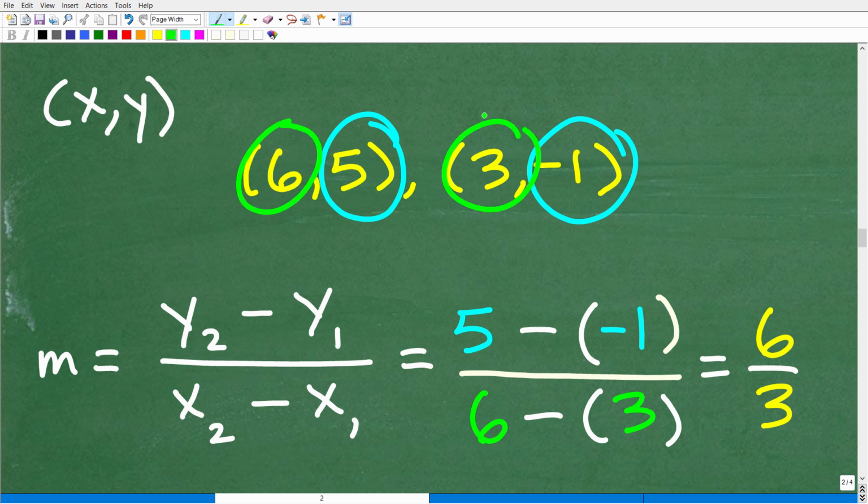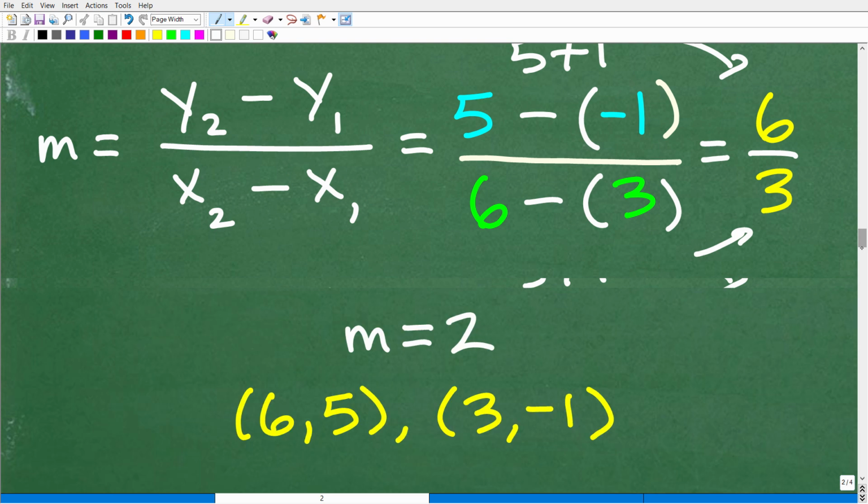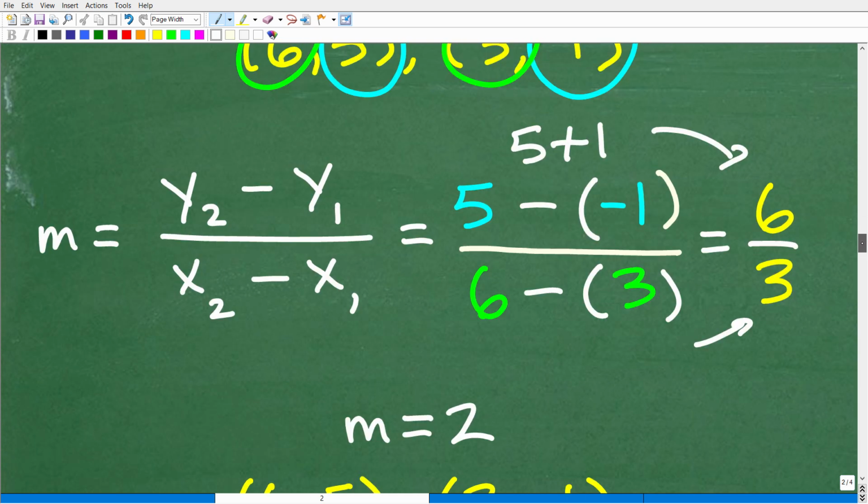And our x's are 6 and 3. So we're going to subtract the y's. In this case, we're going to subtract 5 minus -1. We've got to be very careful here, very careful. 5 minus -1 is going to be the same thing as 5 plus 1, which is positive 6. And then when we subtract the x's, it's going to be 6 minus 3, which will be positive 3, so 6 divided by 3. Of course, these are all positive, is 2, so our slope is 2.